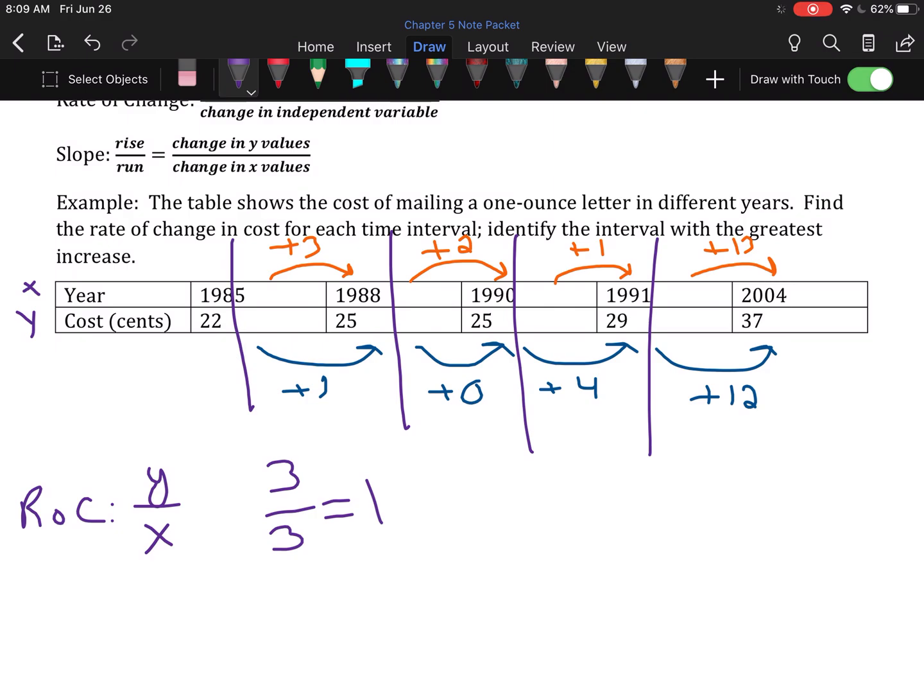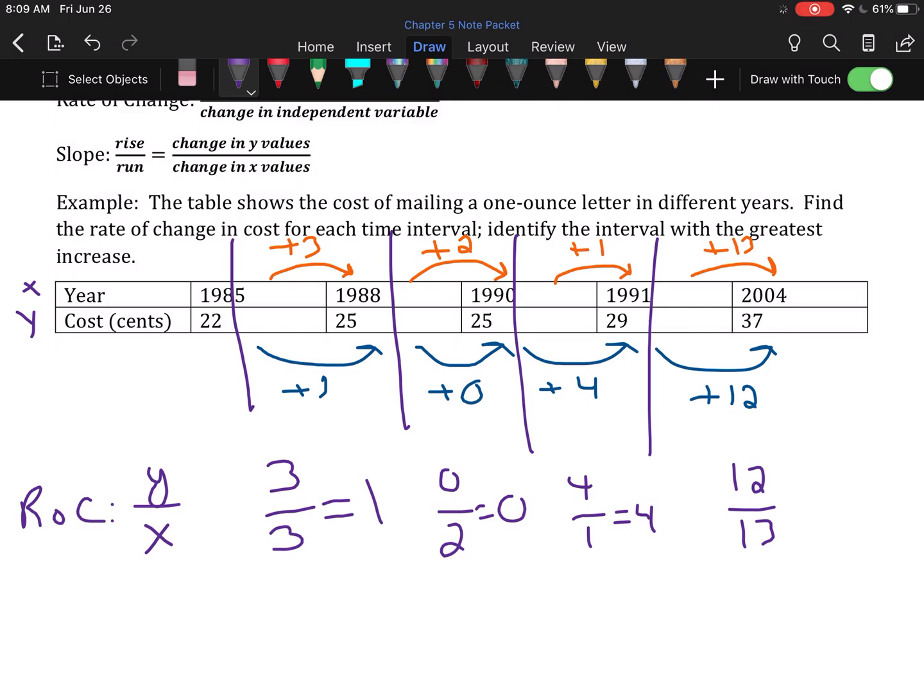But this next thing has a 0 and a 2. Or a 2 and a 0, however you wish to look at it. When we set up the rate of change, it's got to be the bottom over top for a table. 0 over 2, which is 0. And there was no change there, so that makes sense. This next one is 4 over 1, which is 4. And the last one is 12 over 13, which doesn't simplify. 12 over 13 is 12/13.